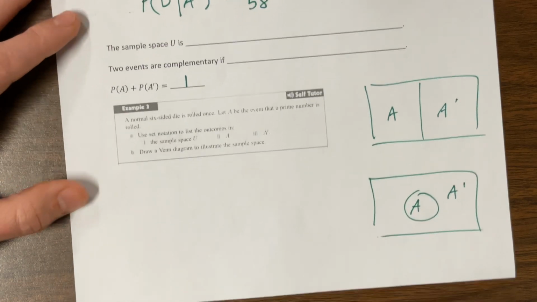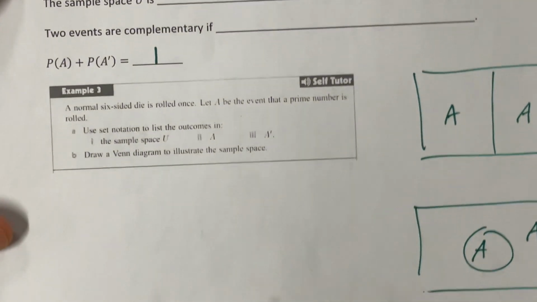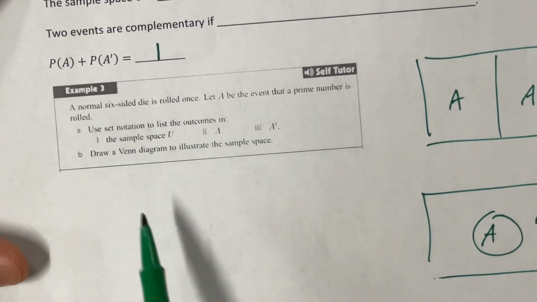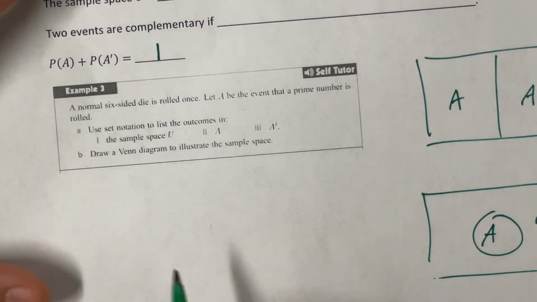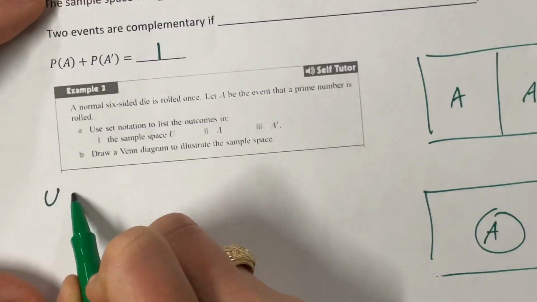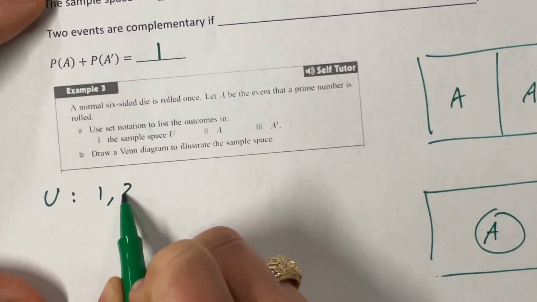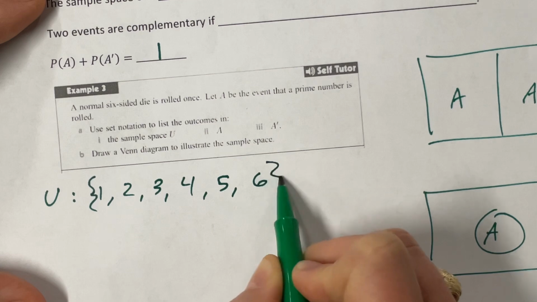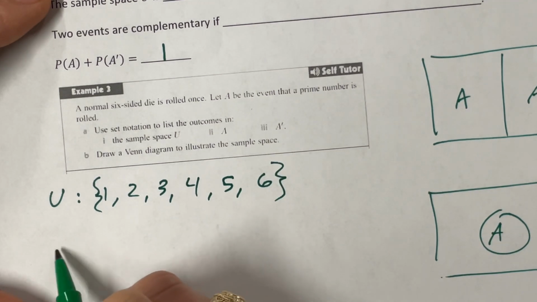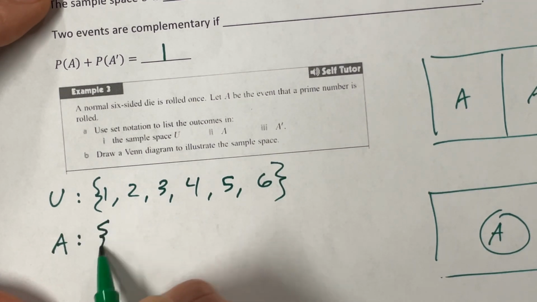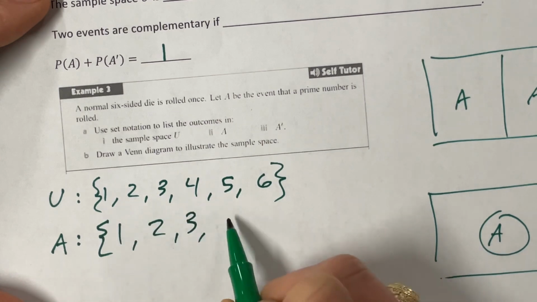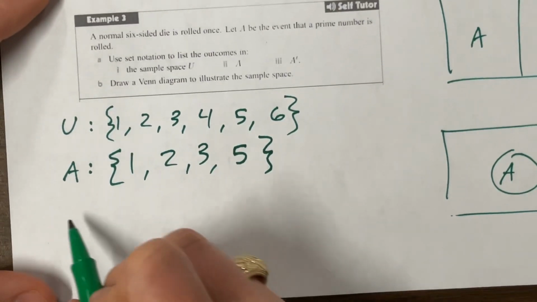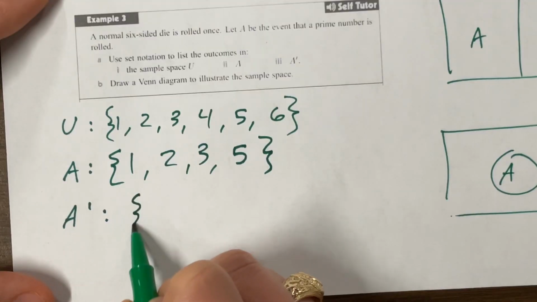Can we read this next question? I hope so. It says a normal 6-sided die is rolled once. Let A be the event of rolling a prime number. We were struggling today. Is 1 prime? I think it is. The sample space U would be the set 1, 2, 3, 4, 5, 6. If you're rolling a die, that's the set of values that you get. If you're looking for A, the prime numbers, I think 1 is prime. 4 is definitely not. 6 is not. What would be not prime would be the set 4 and 6.